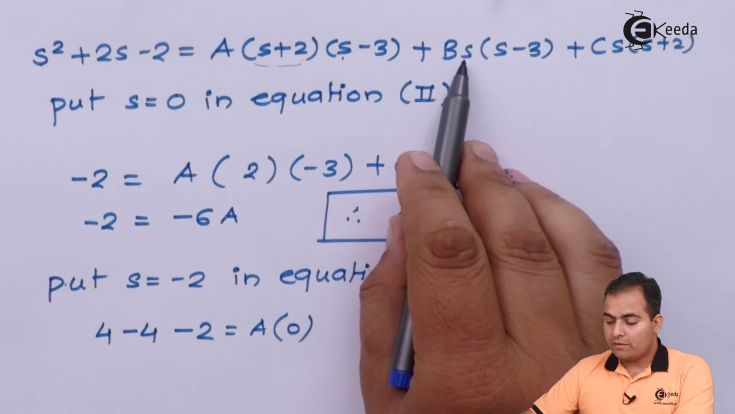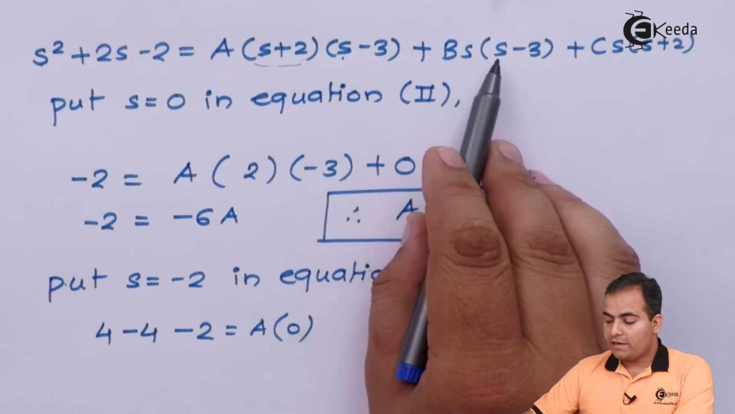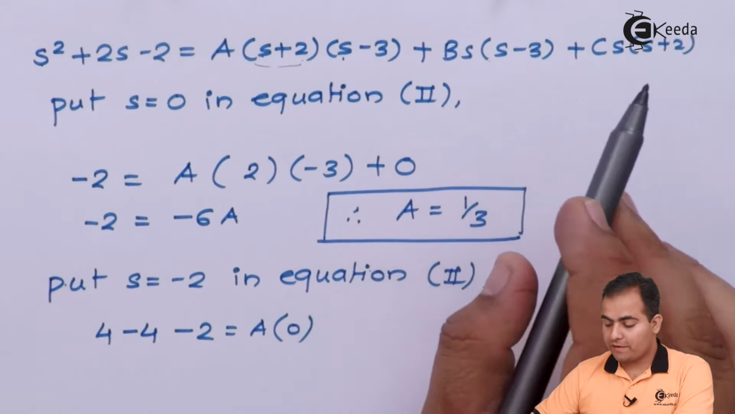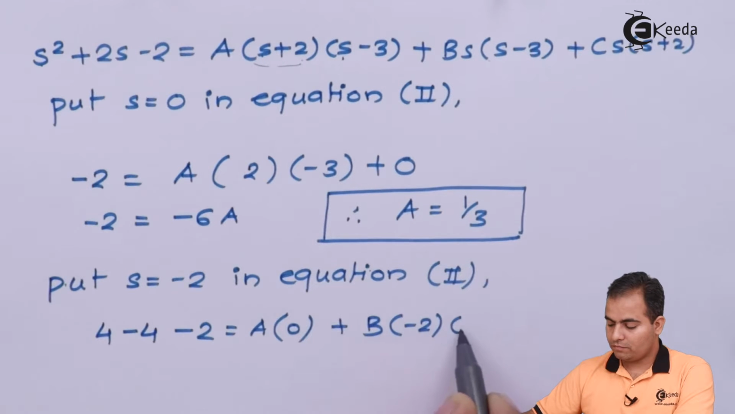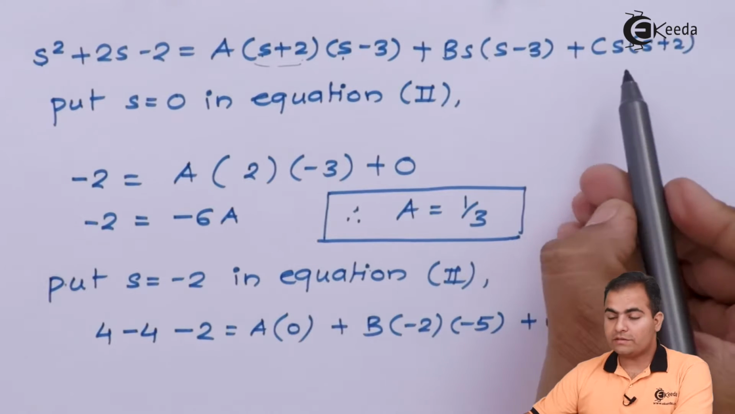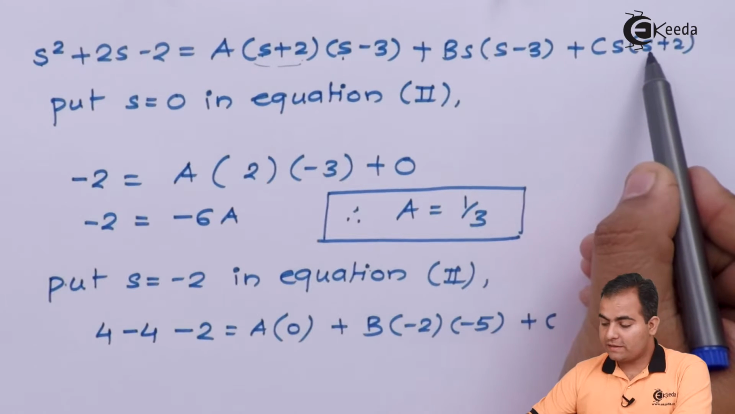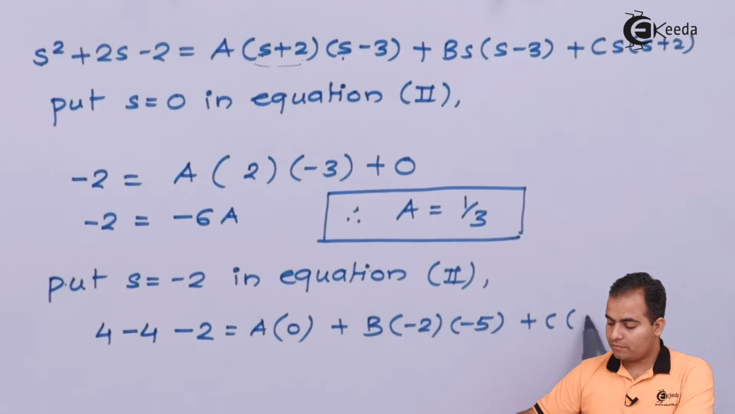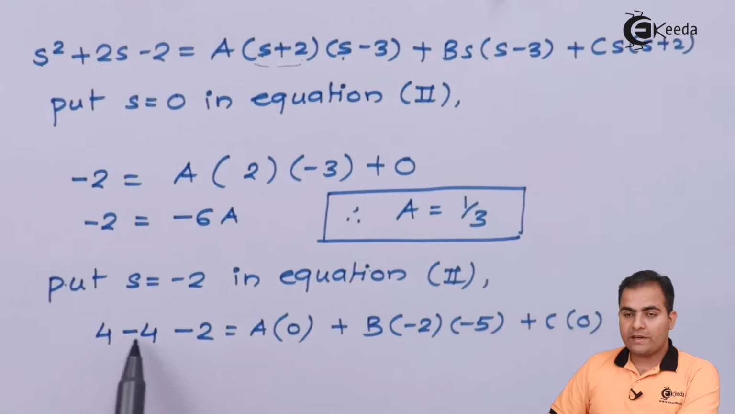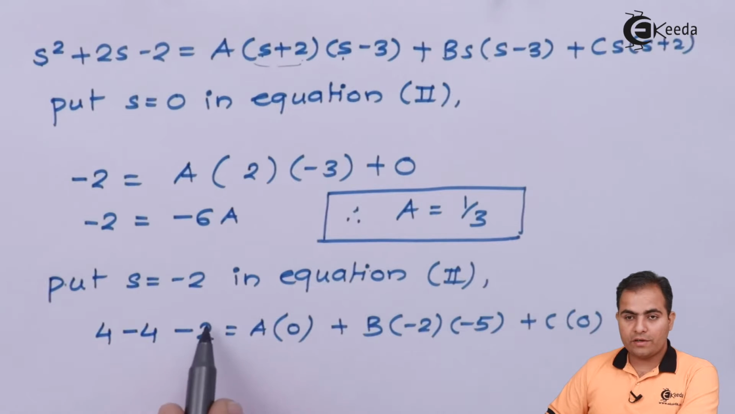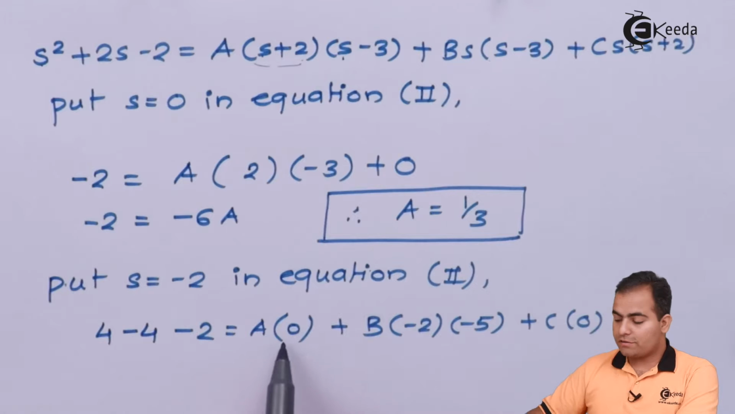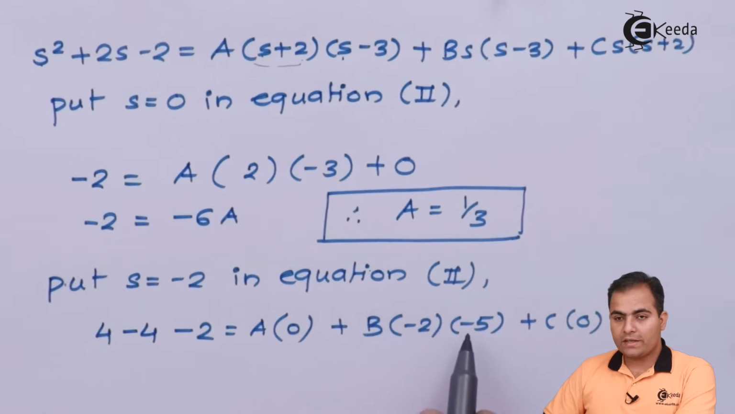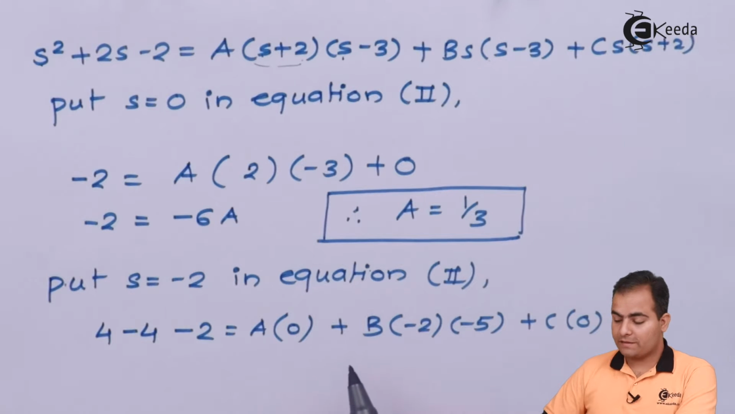Now look here. Only this s is replaced by minus 2. And here also this s gets replaced by minus 2. Minus 2 minus 3 gives us minus 5. Now in case of C, here this s is replaced by minus 2. Minus 2 plus 2 gives us 0. So C is multiplied with 0. Now here 4 minus 4 is 0. And so we'll have only minus 2 on the left hand side. A into 0 is also 0. C into 0 is also 0. So on the right hand side we have minus 2 into minus 5 into B, which gives us plus 10.